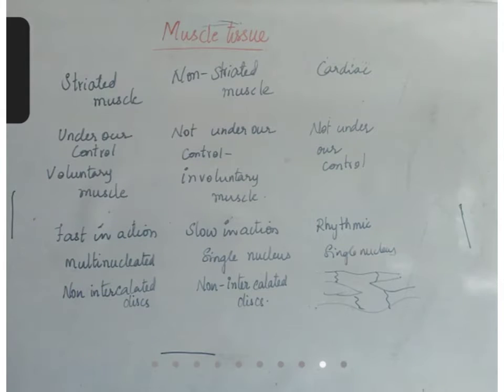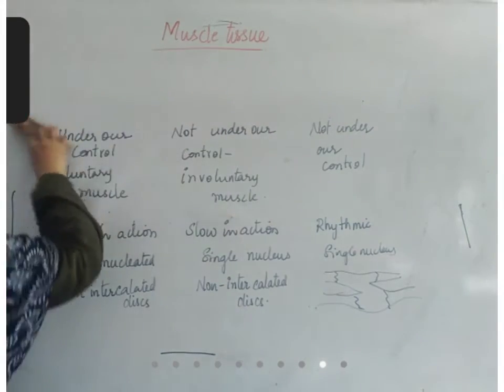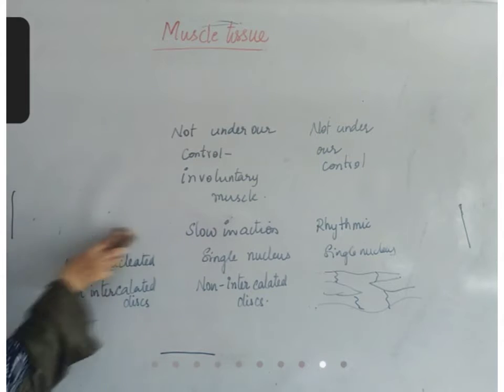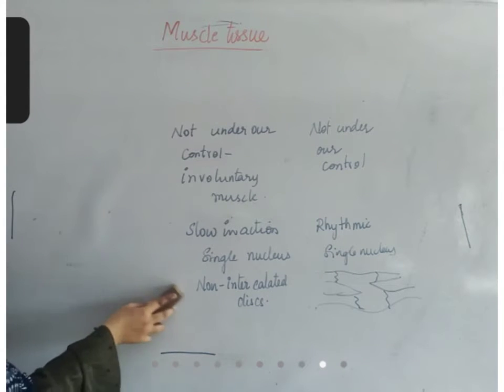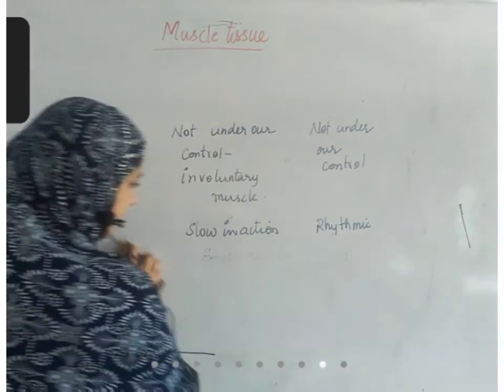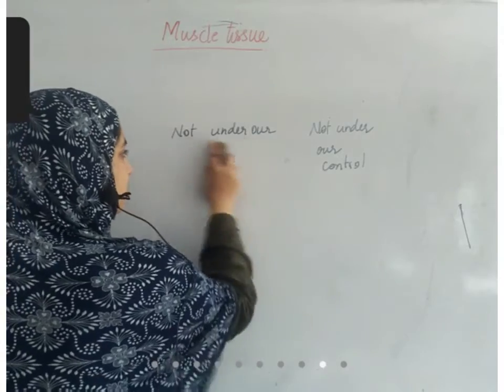Now, let us see the structure of a striated muscle. Structurally, only striated muscle is elaborated. Still, there is research over the structure of other types of muscles. So we'll discuss first only, in this chapter, only striated muscle structure.